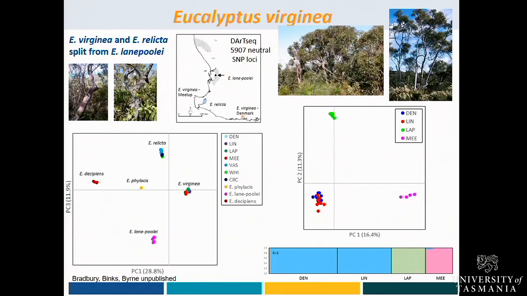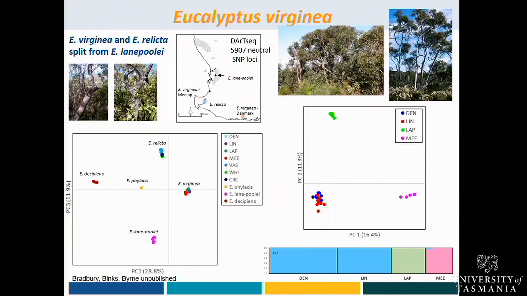So here's the little map. So we've got the Mealup mallee up here, and we've got the rest of Virginia down here. So that's a 250 kilometre difference. And so how similar are they? And again, we've got a mallee and a tree form. So when we look, we also added in Decipiens to get the relationship for phallacis to Virginiae, and Lanepoolii and Relicta, because Virginiae and Relicta were pulled out of Lanepoolii at the same time.